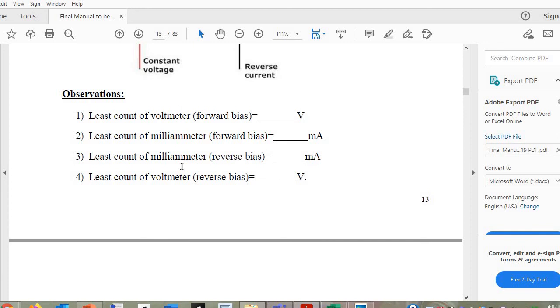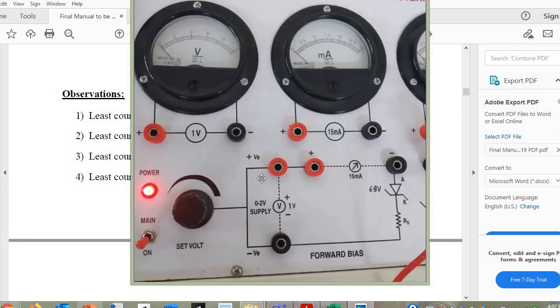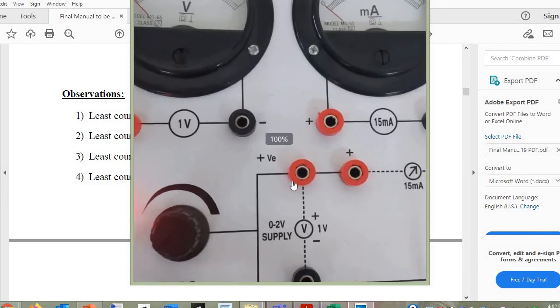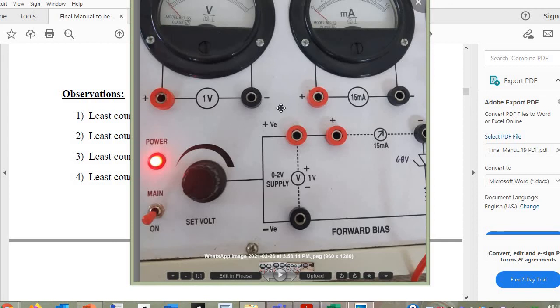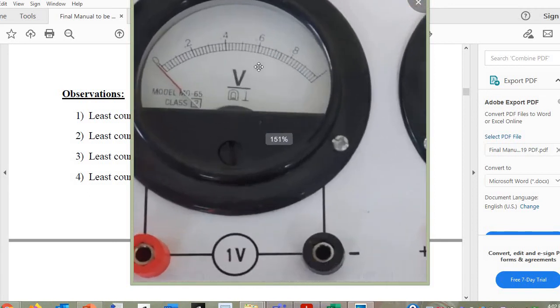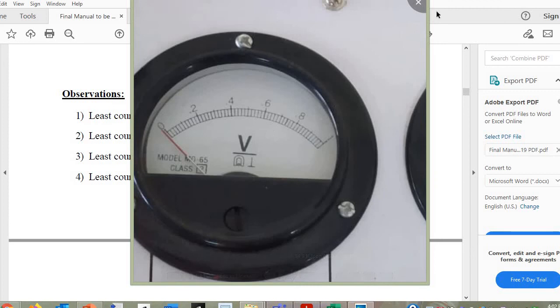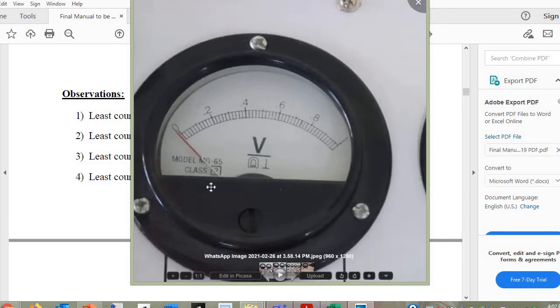Hope you have noted those 4 points. As it is written, we first have to see the least count of the voltmeter and milliammeter used for forward biasing, and the least count of the milliammeter and voltmeter used for reverse biasing. First I'll give you the image. These 2 meters are used for forward biasing because forward bias is written over here. Here I'll zoom the image and you can see how the scale is.